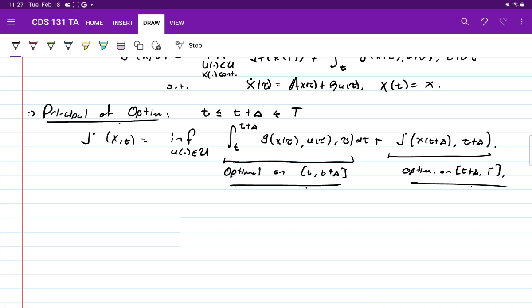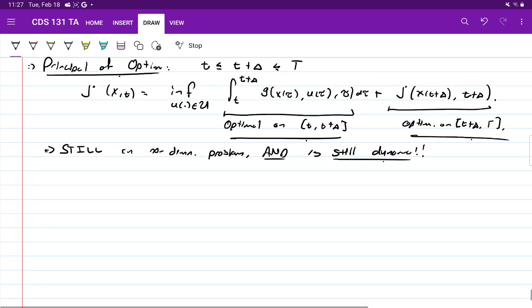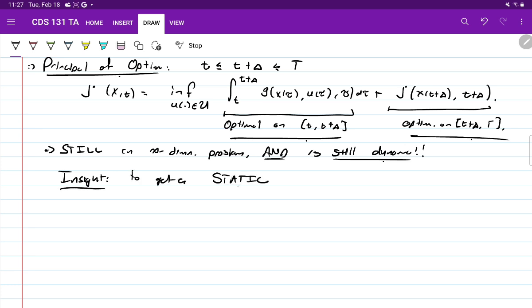This mimics the recursive relationship that we had said earlier, but there are a couple of holes with this that you might tell. This is still an infinite dimensional problem, and is still dynamic. This still involves our trajectory x of t, which is embedded in there. This is still the solution to a differential equation. So the main insight into the continuous time case is to get a static optimization problem.